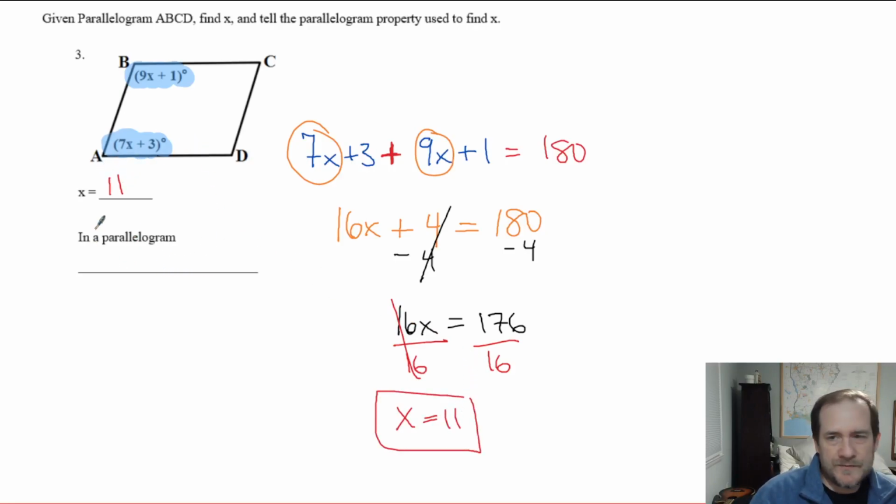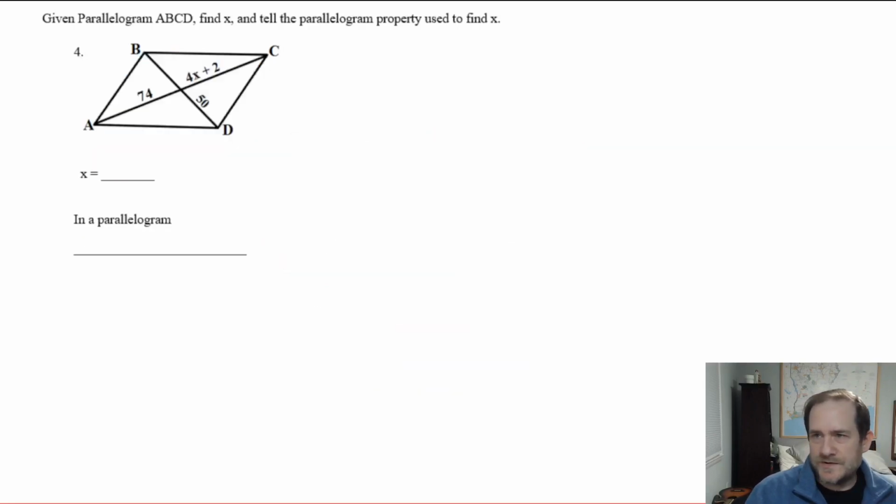And again, the property we used was the same one we just used from the last problem. It's the one that says the, oops, not the opposite angles. We're using the adjacent angles. And we're saying that the adjacent angles, they're not congruent, they're supplementary. All right, that's another question down.